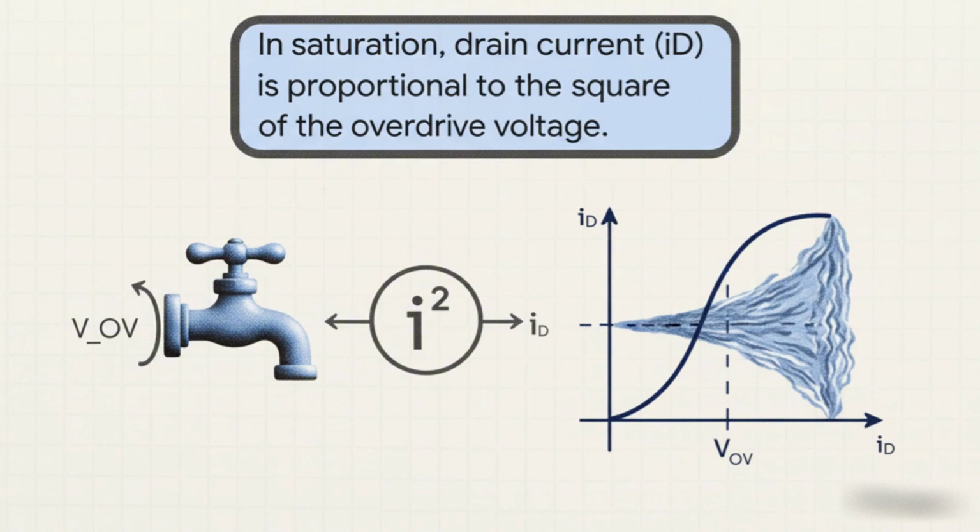So what does that mean in plain English? It means a tiny little nudge on the gate voltage creates a much, much bigger change in the output current. That's amplification, right there in the math. This is a fundamental equation engineers live by when they're designing analog circuits.